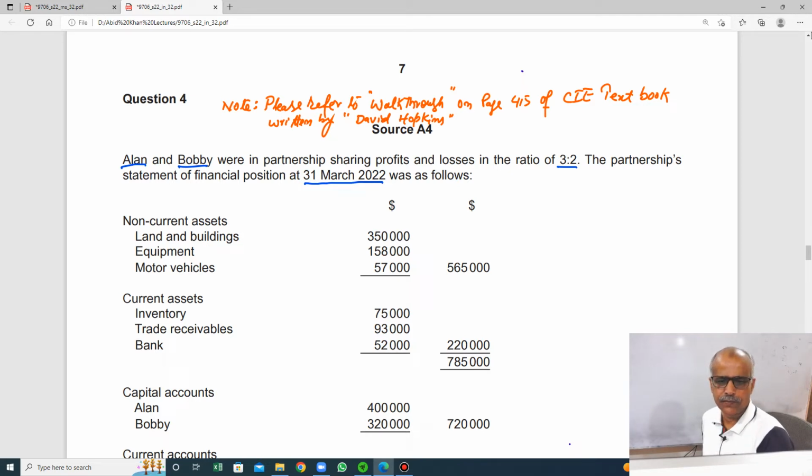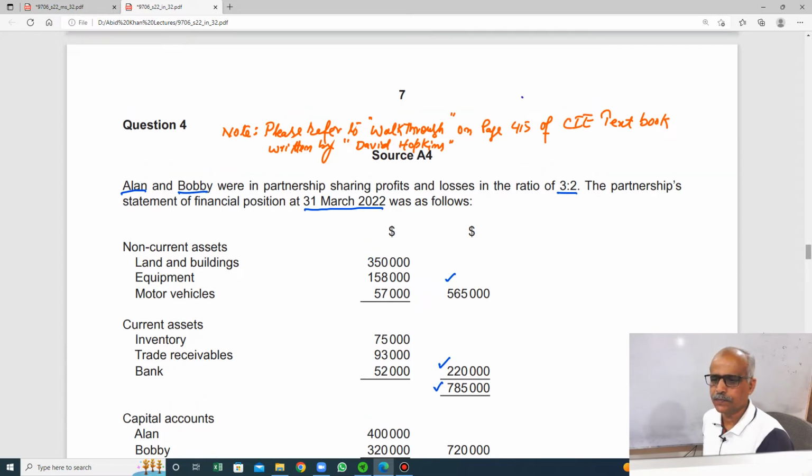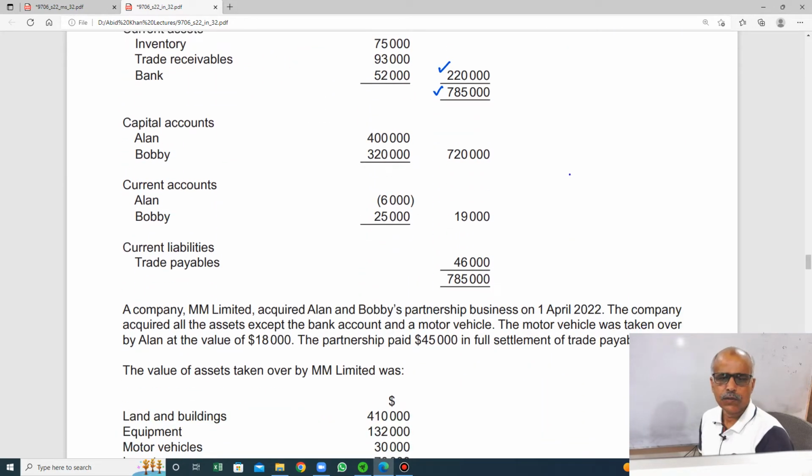Non-current assets are given as 565, including land, building, equipment and motor. Current assets are 220, including inventory, trade receivable and bank. The total assets are 785. On the capital and liability side, the total capital of Ellen and Bobby is 720, 400 and 320,000. A current account is given. Note that a current account normally has a credit balance, but this one is shown as a negative, which means it has a debit balance. So this is the normal one, this is a credit balance. Current liabilities are also given at 446,000.